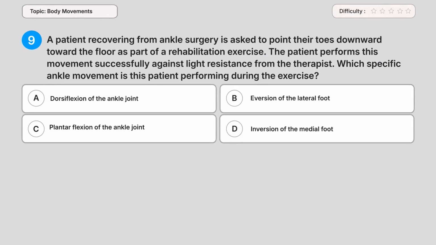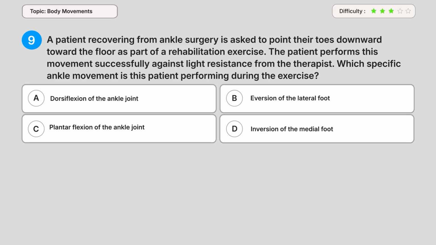9. A patient recovering from ankle surgery is asked to point their toes downward toward the floor as part of a rehabilitation exercise. The patient performs this movement successfully against light resistance from the therapist. Which specific ankle movement is this patient performing during the exercise?